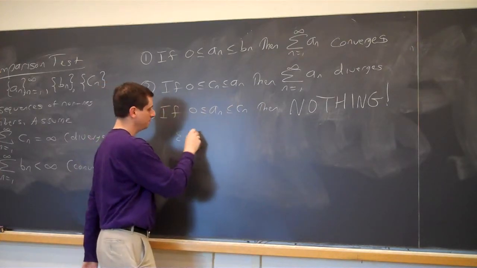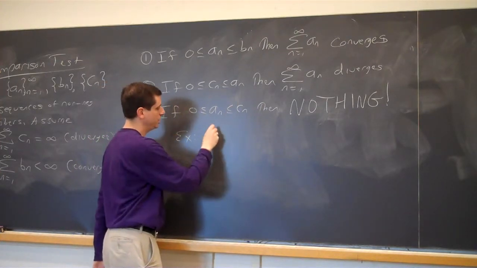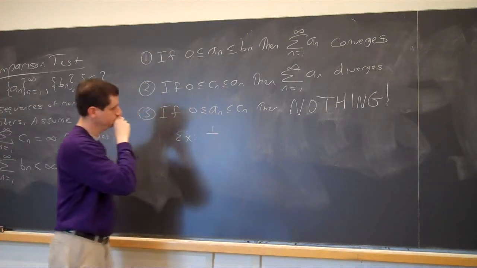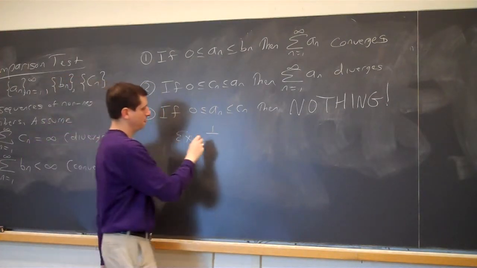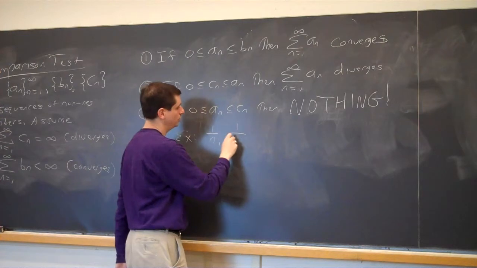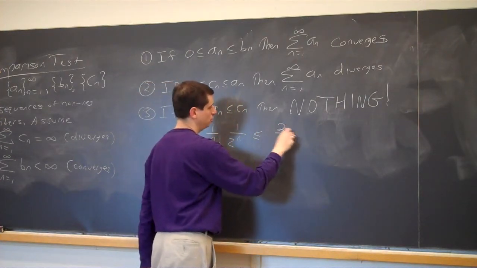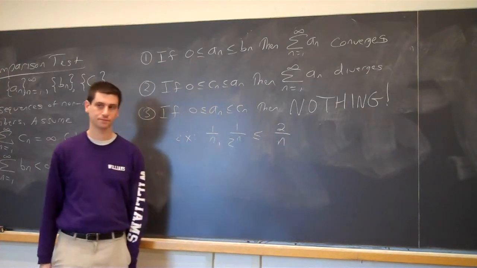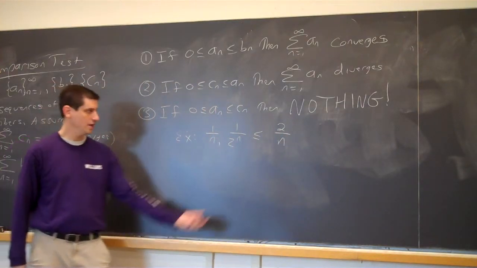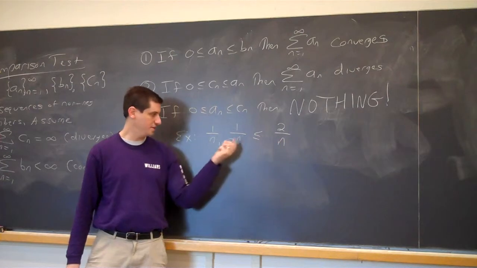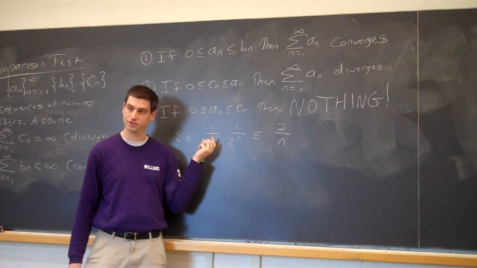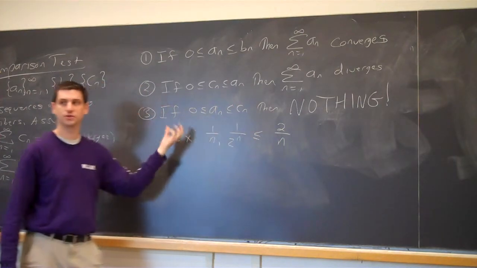So, okay, that's a little bit useful information. But if I tell you the sum is less than plus infinity, I have provided no useful information. So, for example, I could take 1 over n and 1 over 2 to the n, which are less than or equal to 2 over n. This sum diverges, this sum converges, this sum diverges. This gives me no useful information.